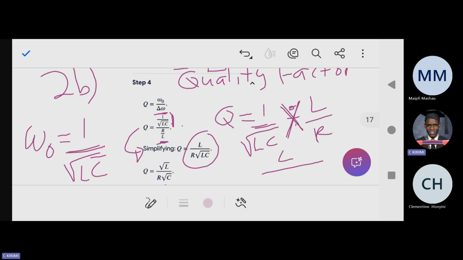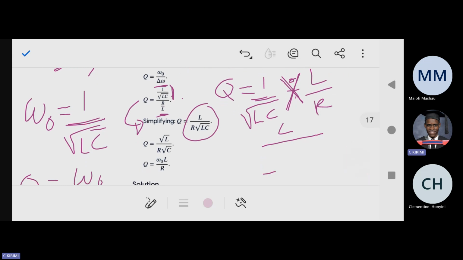And there's nothing wrong because multiplication is commutative. You can reverse the order. The commutative property of multiplication. So it's just the root of LC times R is the same as R multiplied by the root of LC. So there's nothing that they've done wrong.